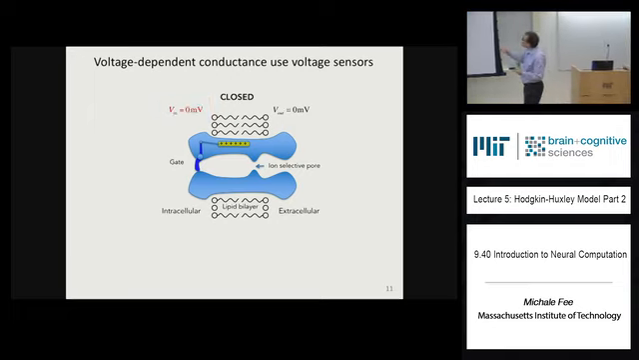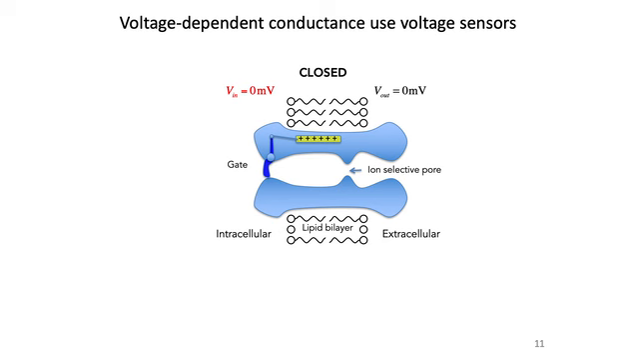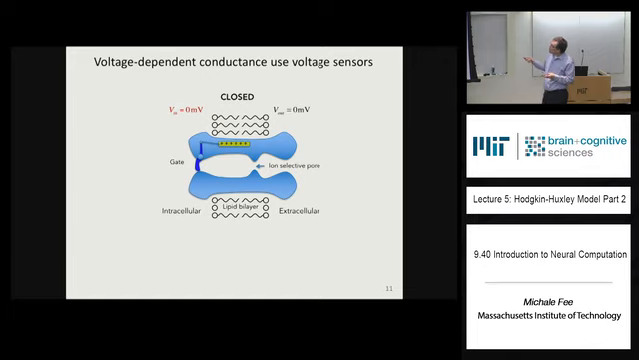When you depolarize the cell, the membrane potential goes closer to 0. The electric field drops, and those gating charges are no longer being pushed into the cell, and they relax back, and the gate opens.